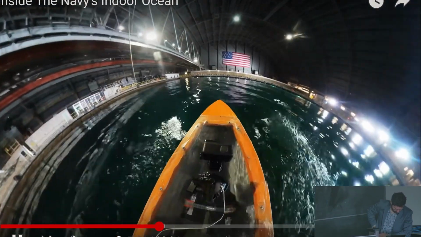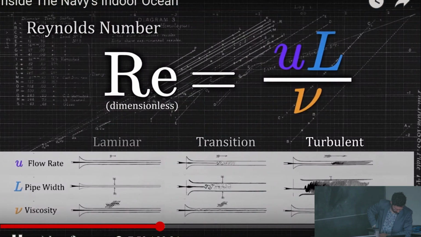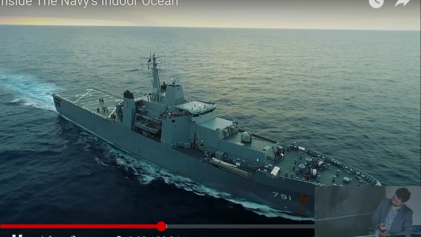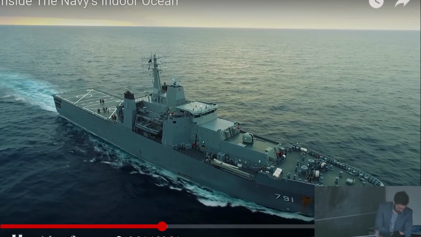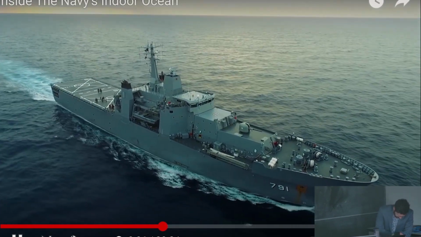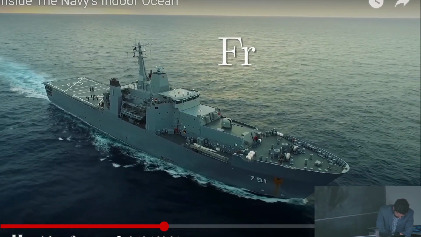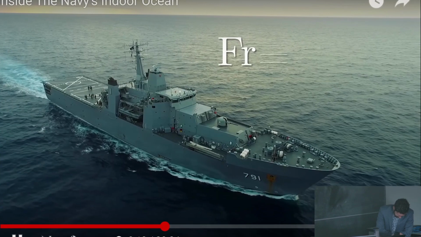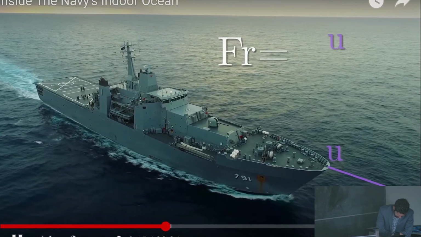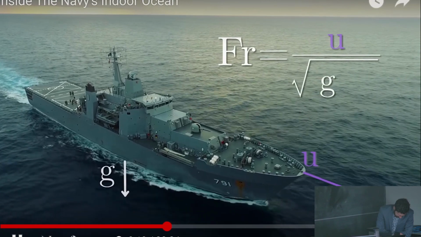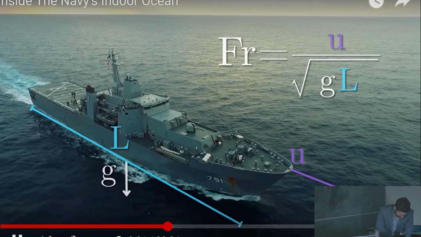For fluid mechanics, I always expect that you have to keep the Reynolds number the same as in the real world. But actually, to get the right wave dynamics, you have to use a different scaling, which is based on the Froude number. So the Froude number is a measure of the ratio of inertial to gravitational forces. It's equal to the flow velocity divided by the square root of the acceleration due to gravity times the characteristic length, like the length of the ship.